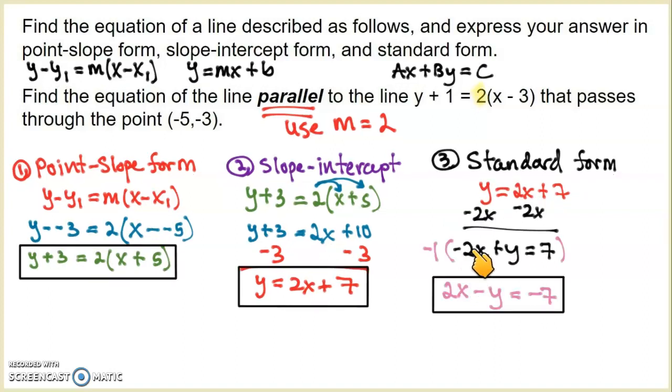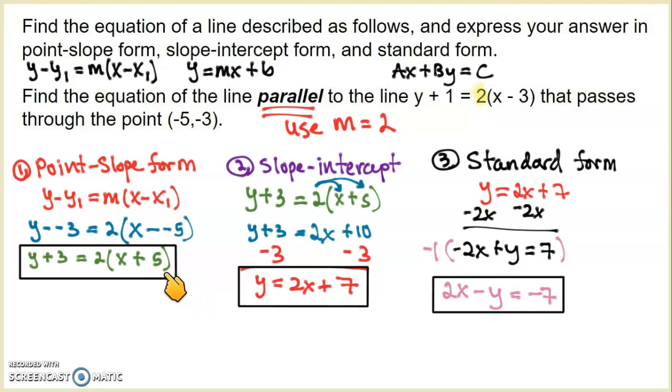But remember earlier in the video from 2.3 on lines, I did say that this value should be positive. So I would multiply everything by -1, and this would be my equation in standard form. Your homework may accept this as the answer, but true standard form, the value for A is positive.